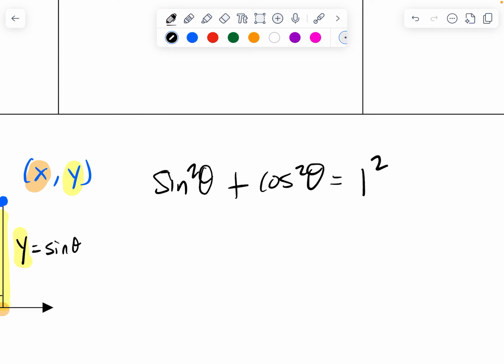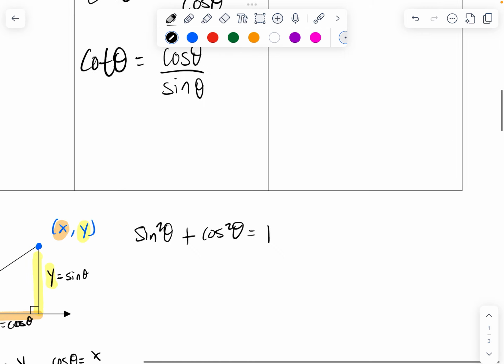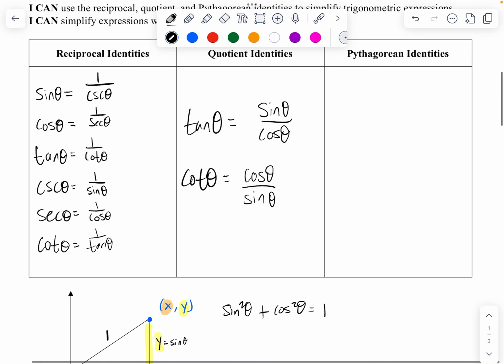All right, that's just a quick 2-second thing. So 1 squared is just 1, right? Sine squared and cosine squared. And that is your first Pythagorean identity. If you do sine squared theta plus cosine squared theta, we get 1.